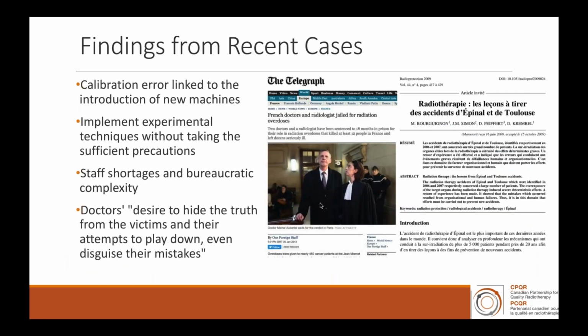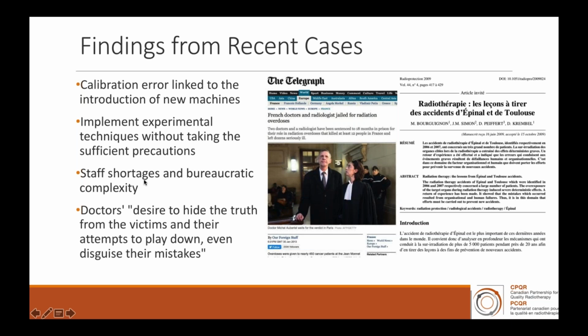Another example that was highly publicized in France was a systematic overdose of prostate radiation therapy that led to 7 fatalities. A calibration error was linked to the introduction of new machines. The technology was poorly introduced and understood. Software was running in English, whereas the staff were speaking French, and a lot of other mistakes were made in the commissioning of the equipment.